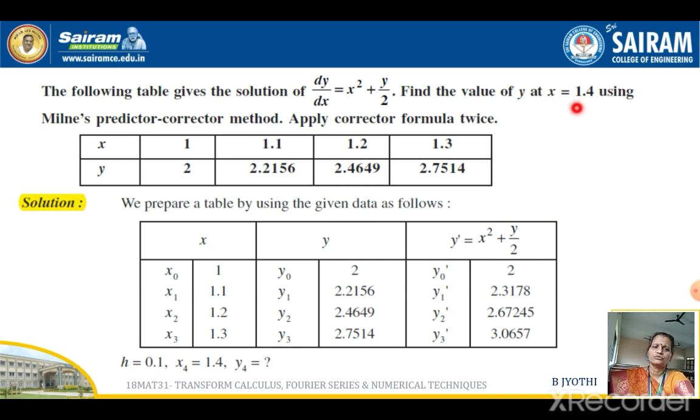Initially, we apply the Euler's formula. It is given by y1 of 0 is y0 plus h into f of x0 comma y0. That is, y1 of 0 is given by 1.11 plus 0.1 into 1.21, which is obtained earlier. On substitution and simplification, we get 1.231.